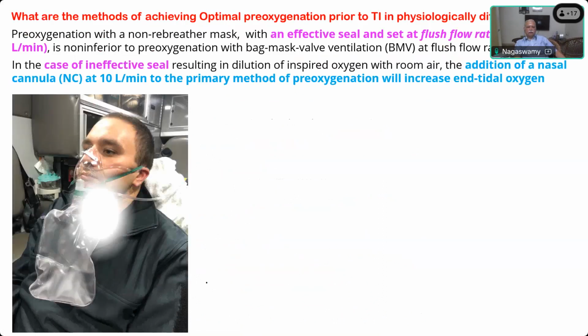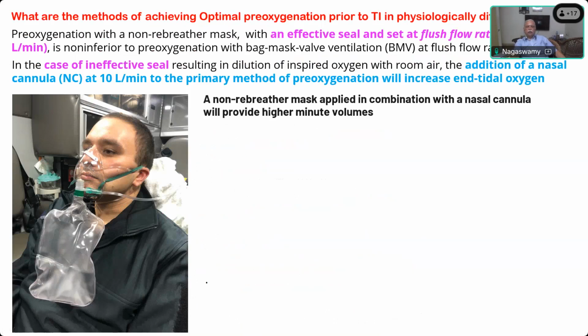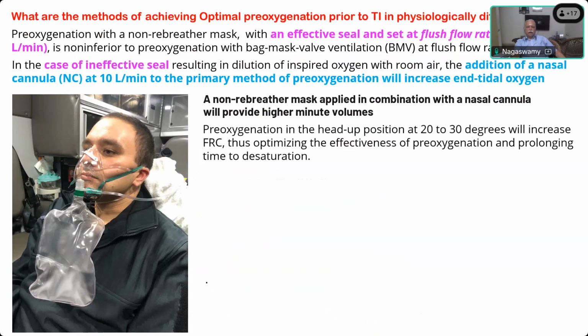See, here is an example. Of course, this patient is just given as an example for you to understand. You can see he has nasal prongs or a nasal cannula already fixed in position. Over that, he has a transparent non-rebreathing mask with a reservoir. If you supply oxygen through both, then even if the mask is not fitting and there are a lot of leaks, this will be able to take care of the oxygenation. So a non-rebreather mask applied in combination with the nasal cannula will provide high minute volumes.